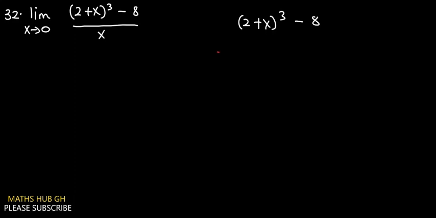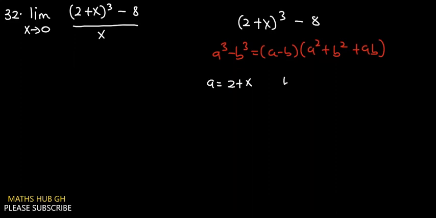If you have an expression of the form a cubed minus b cubed, this will be equal to a minus b multiplying a squared plus b squared, plus ab. Let's take note of this. From here our a will be equal to 2 plus x, and then our b will be equal to 8. Sorry, our b will not be 8. I will have to rewrite the 8. Let's do the transformation here first. You are going to have 2 plus x cubed minus 2 cubed. That's what you are going to have. So our b will be 2 and not 8.